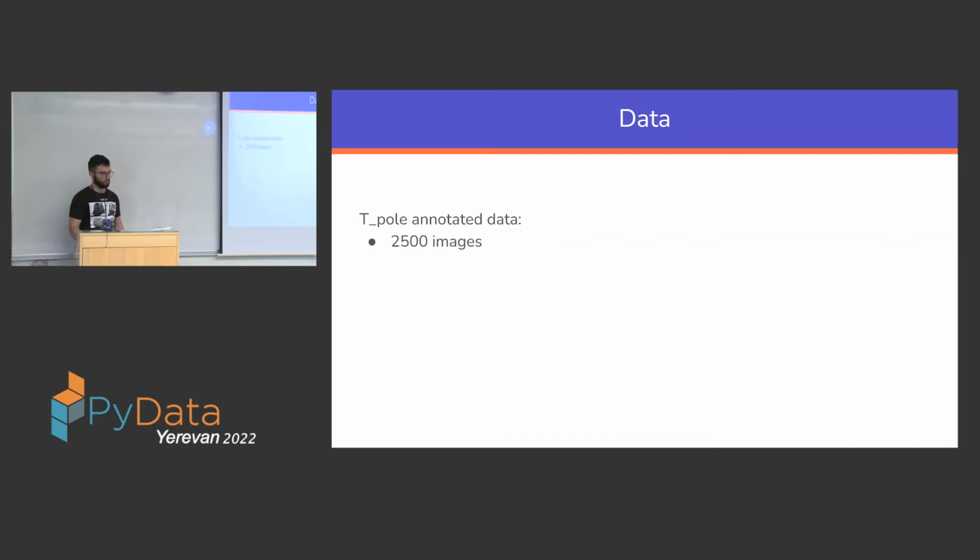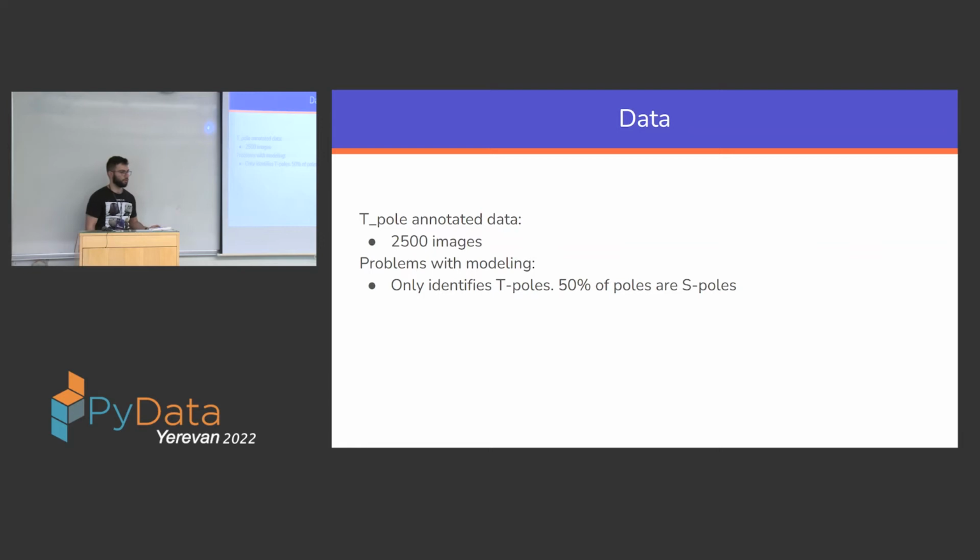However, there's a huge problem here. It turns out that in all our locations, around 50% of the poles that are present are S-poles. So if we build a model that only detects T-poles, we'll miss 50% of the locations that have S-poles installed. And now we need to somehow solve the problem of detecting S-poles.